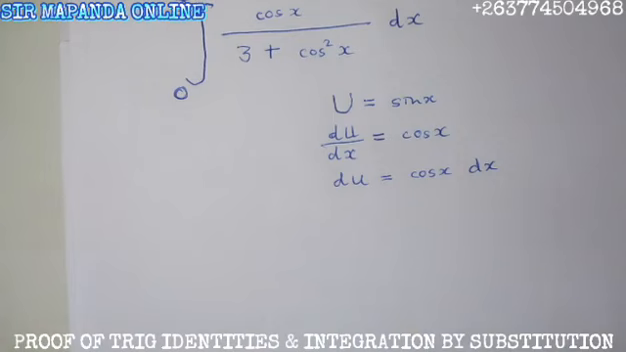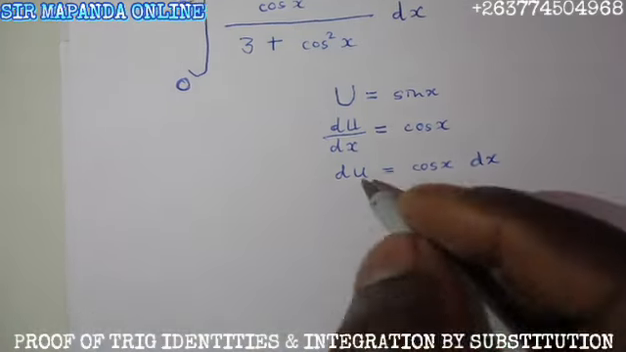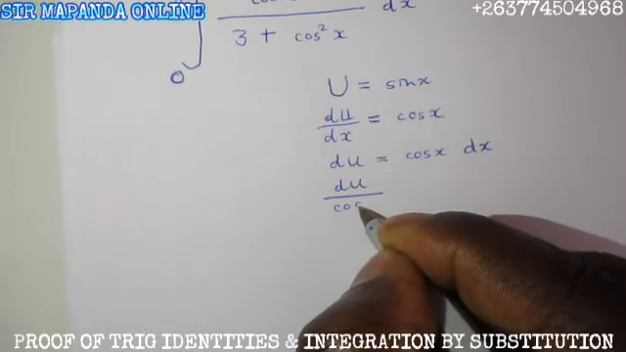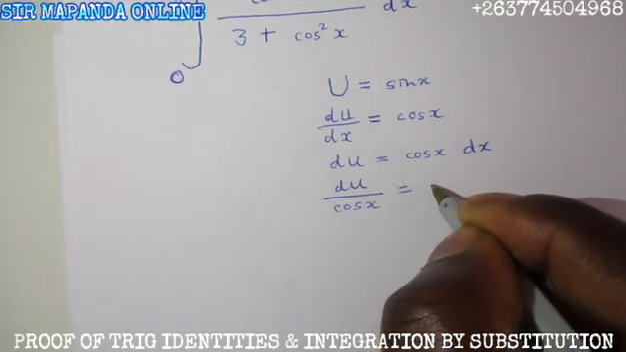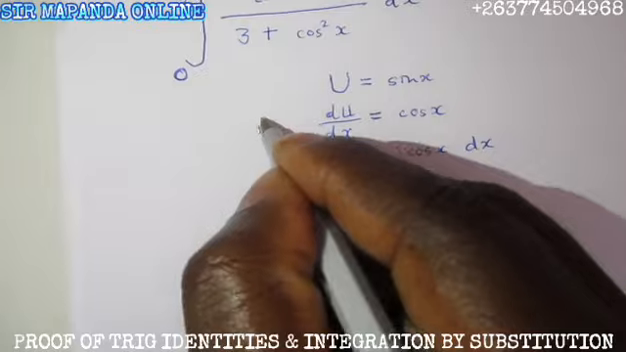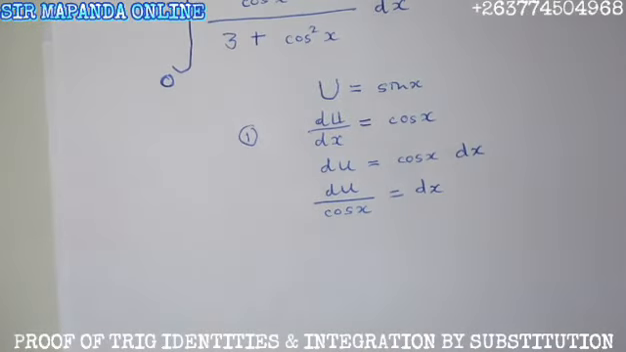So to make dx the subject of the formula, you are now dividing both sides by cos x. You are going to get du over cos x is equal to dx. So this is stage number 1, making dx the subject of the formula by differentiating the given substitution.